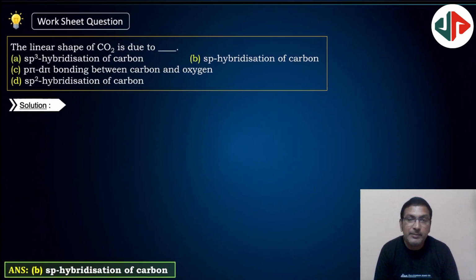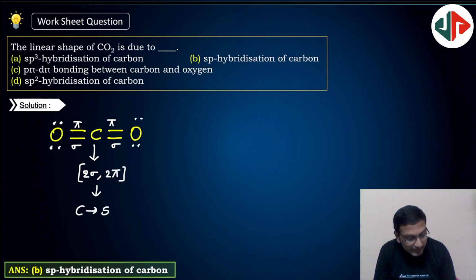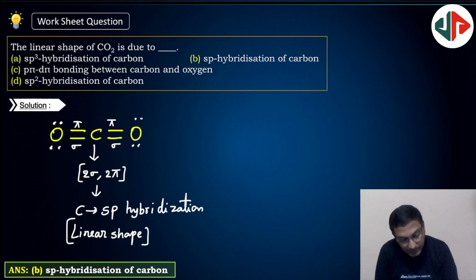The linear shape of CO2 is due to. So CO2 structure will be like this. C double bond O and double bond O. So here one sigma, and here pi, and this is also pi, and here two lone pairs, and here also two lone pairs. So around carbon there are 2 sigma, 2 pi. Therefore, carbon atom undergoes sp hybridization. In sp hybridization, the geometry is linear. So clearly option B.